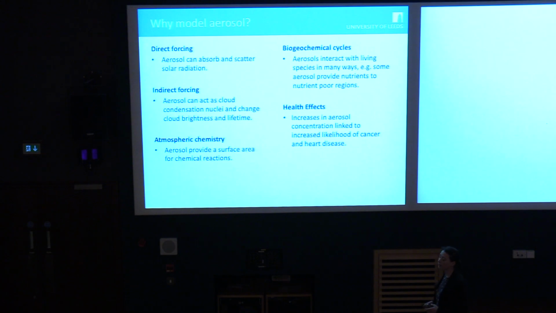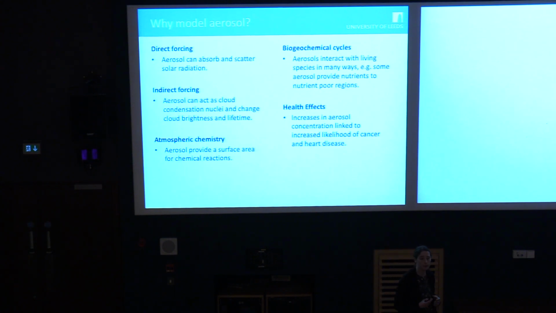Aerosols are important for atmospheric chemistry because the aerosol particles provide a surface area on which chemical reactions can take place. They're also important in terms of biogeochemical cycles. There's a couple of different examples of this, but just as one example, aerosols can sometimes provide nutrients to nutrient-poor regions, which then has an effect on the biota and the emissions of that particular region.